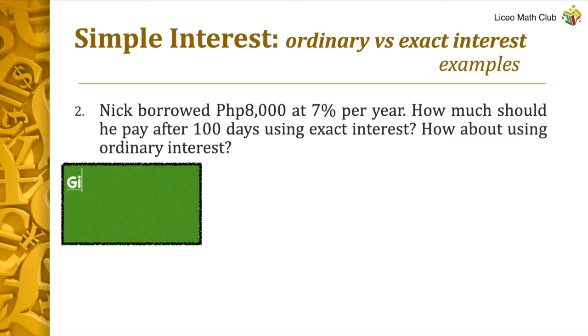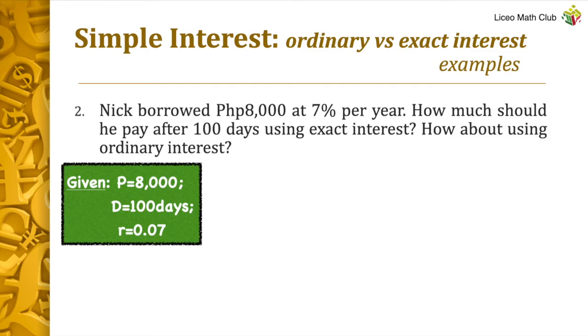So let's start with the given. The first given is very clear. Our principal amount is 8,000. Next is how many days the interest lasts. Nick is given 100 days. So put D as the number of days there, and then our R is 0.07, after transferring this into decimal form. Move the decimal point twice going to the left, and then you'll have 0.07 in decimal form.